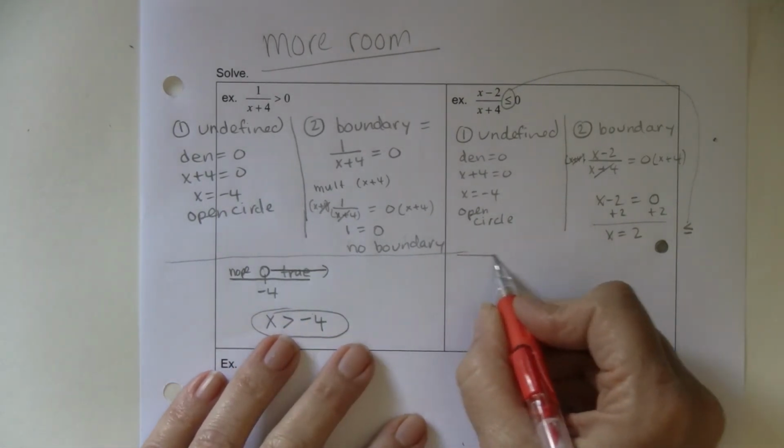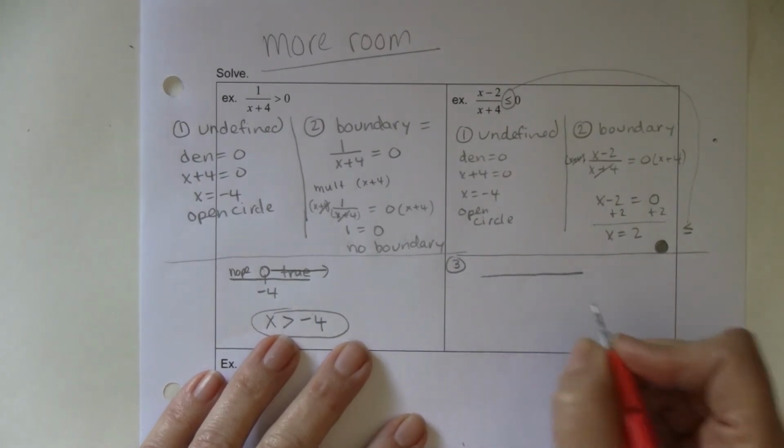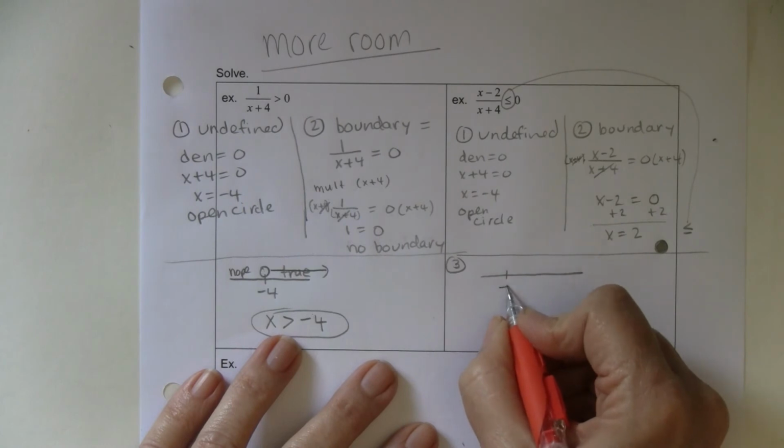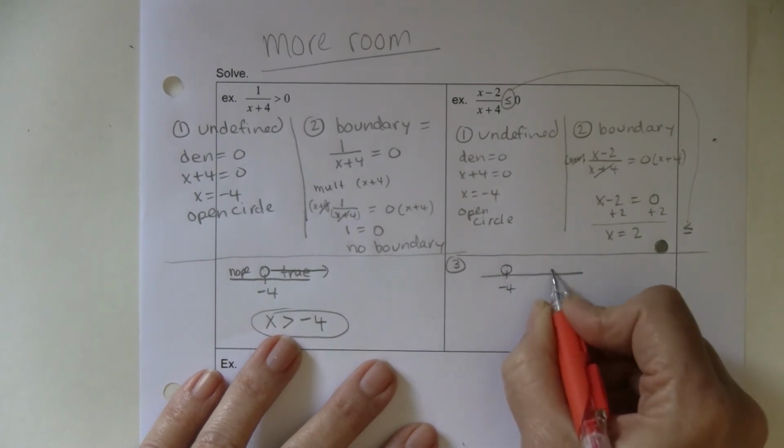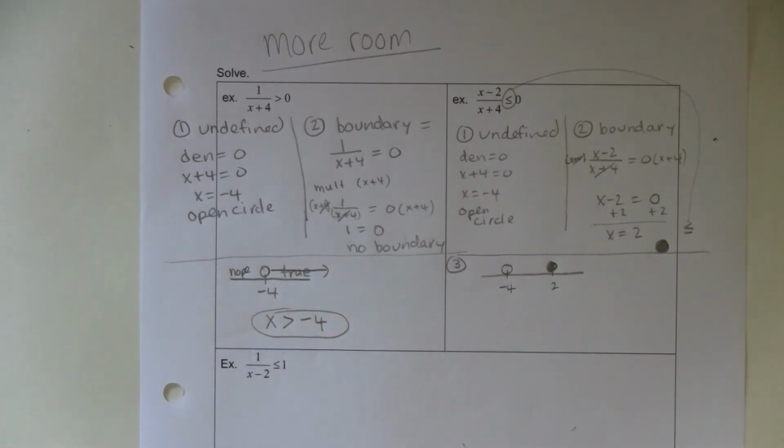So now I'm on my third step, which is to test points. So I'm going to put my number line down. I'm going to put -4 on my number line and it's open, and I'm going to put 2 on my number line and it's closed. And make sure that you do this in numerical order. Sometimes I look down and I don't have them in numerical order, and then it doesn't make sense. So make sure that you do it in numerical order.